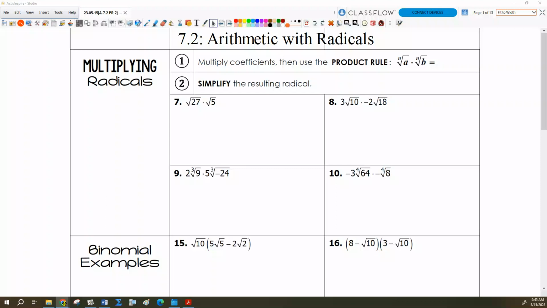If I multiply two radicals together that have the same index, what do you think we do? We haven't ever really talked, well, I guess we have a little bit with square roots, but your knowledge of properties of exponents ought to be helpful to you here.